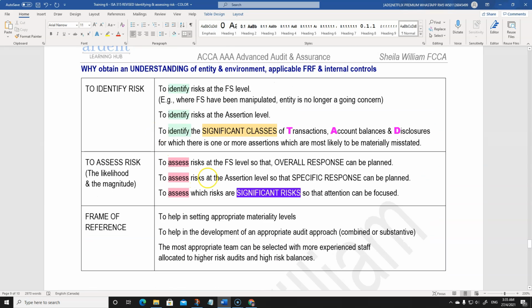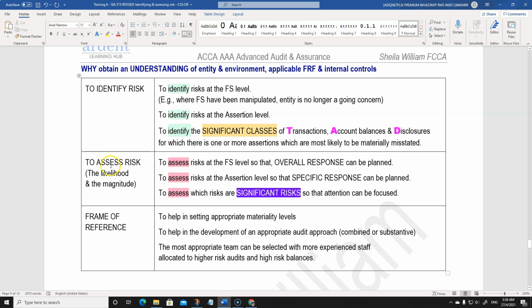Now, let's have a look at this. So you're already familiar with the 2 words identify and assess. So identify is just identify, okay? So identify risk at the financial statement level, identify risk at the assertion level. Financial statement level means manipulation, yeah? And to identify the significant classes of transactions, account balances and disclosures, those that might be misstated. Just identify them. Then you need to see how serious they are. That's how you assess them, to look at the likelihood and the magnitude.